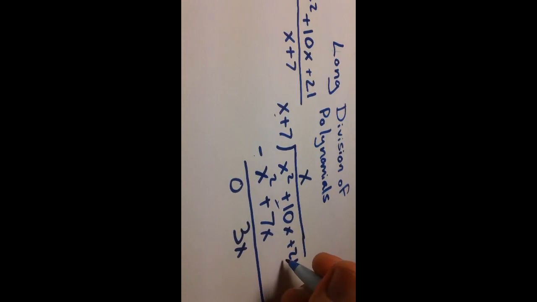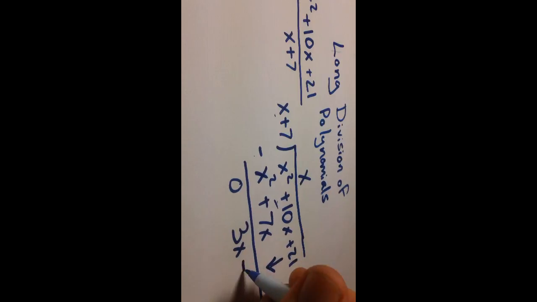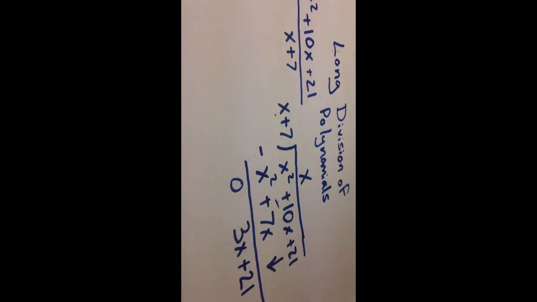Now, since there's nothing here, we just drop this down. It doesn't matter how many more terms are out to the side here. We just drop it straight down. So it's a positive 21. We're just going to write plus 21.